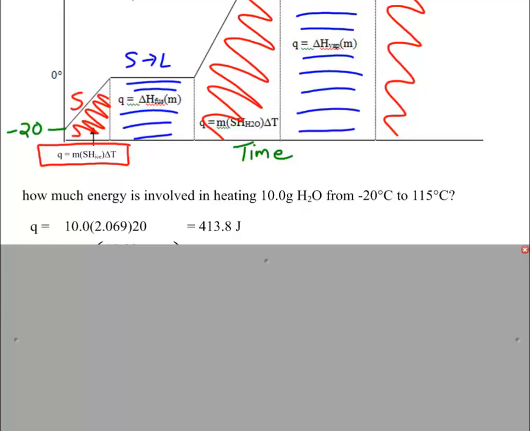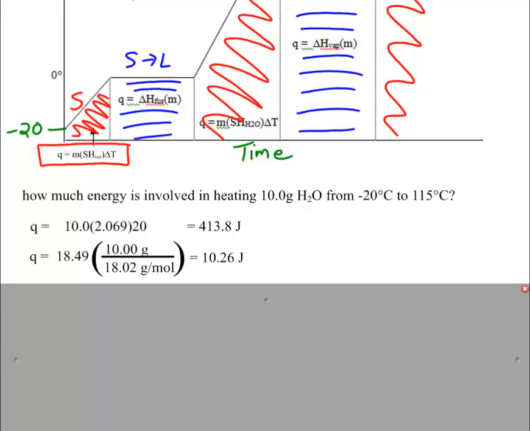Specific heat of ice is 2.069 joules per gram degrees Celsius. And my temperature change from minus 20 to 0, the freezing point, delta T is 20 degrees Celsius. Take those numbers, multiply them together, I get 413.8 joules. All my answers are going to be in joules. Next phase, I am melting. So, heat of fusion is 18.49. In this case, it's joules per mole. So I'm going to take my mass of 10 grams, divide by the formula mass of water, that gives me moles, and I'll end up with 10.26 joules to melt all of my ice.